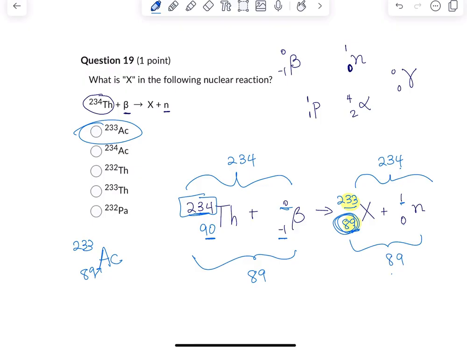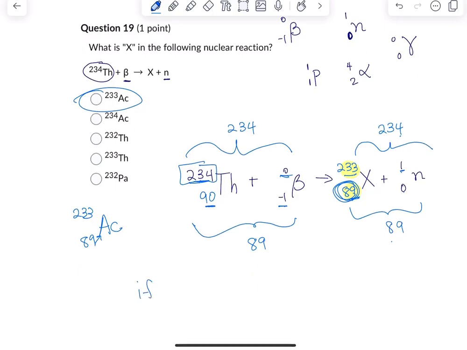The only thing that's more difficult in the other two problems is if there is a coefficient. For example, if you had 2 neutrons at 1 and 0, then you would have to multiply the 2 by both the top and the bottom number to do your additions. So let's see if that gets you started on those.